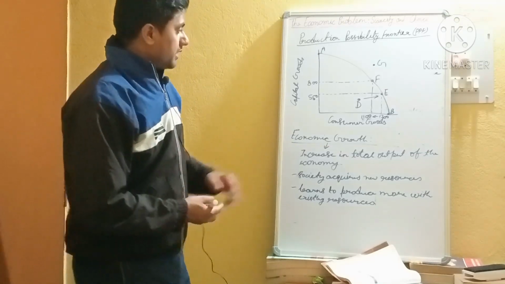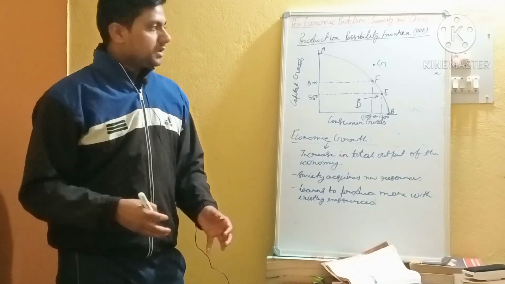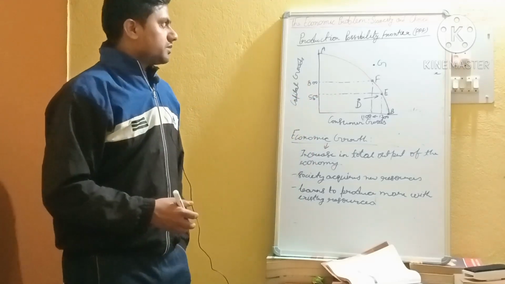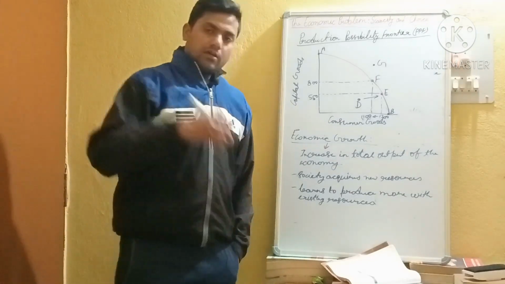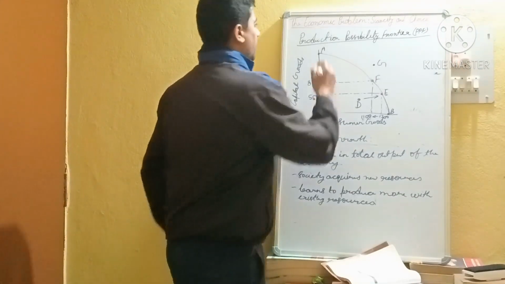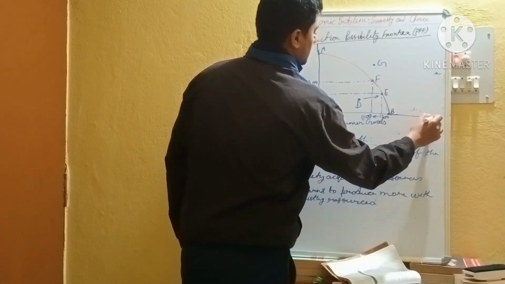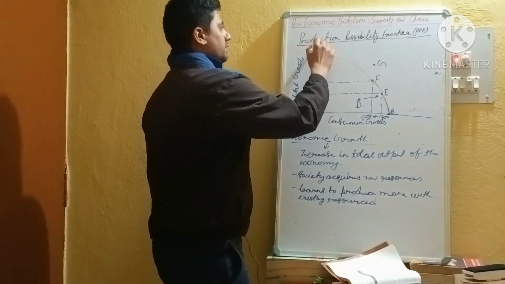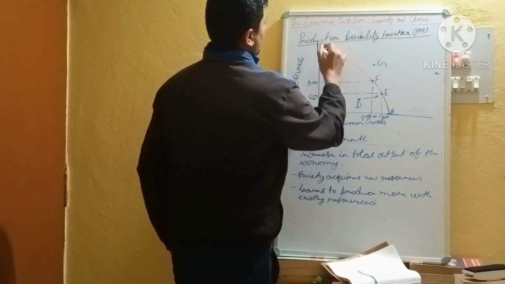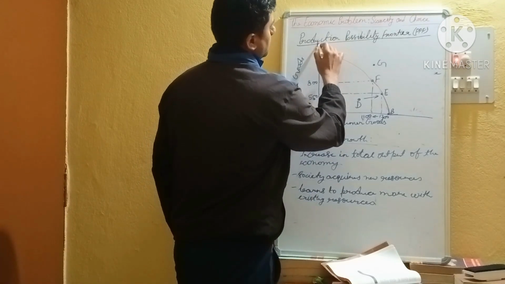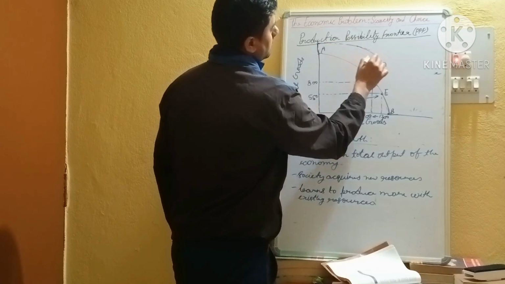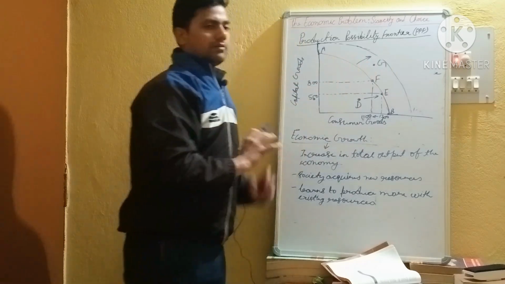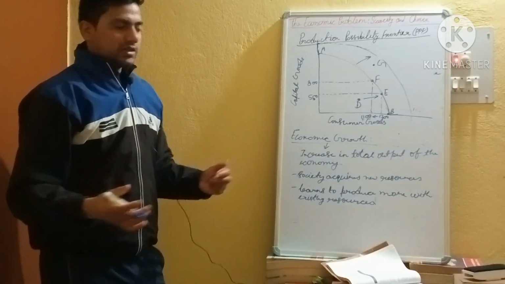Okay, and whenever there is growth in the economy, what is the effect on the production possibility frontier? When the economy grows, then in that case there is an expansion of the production possibility frontier. It means here it will be like this, like this. It means there is a shift of this graph outward whenever there is economic growth.